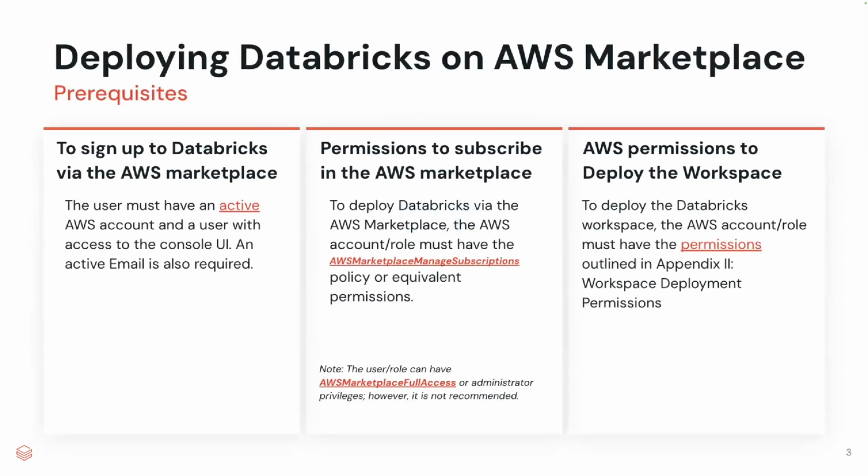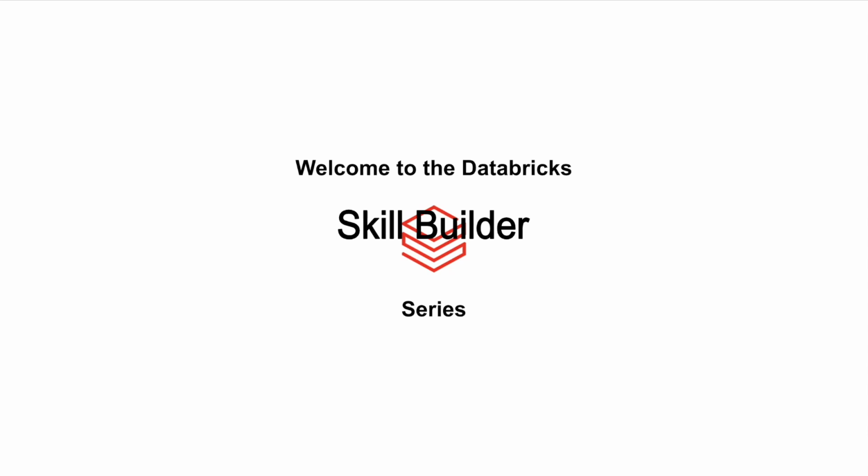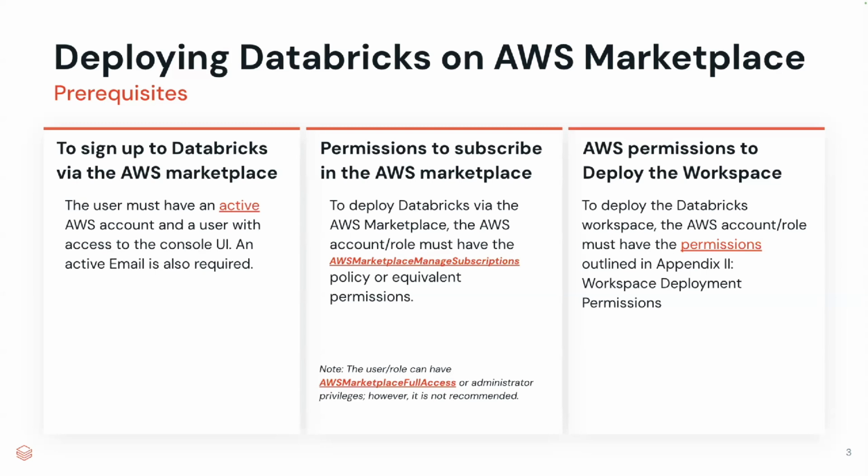So if you would like to deploy Databricks through the AWS Marketplace, there are a couple of prerequisite steps that we recommend that you consider. The first is obvious. You must have an active AWS account, and you must have a user with access to the console UI because certain steps have to be performed in the AWS console UI. Furthermore, you should have an active email account. And the reason we say active email account is because the email that you use when you create the account will become the account admin. So you want to put some consideration if that's going to be a group email, whatever path you choose.